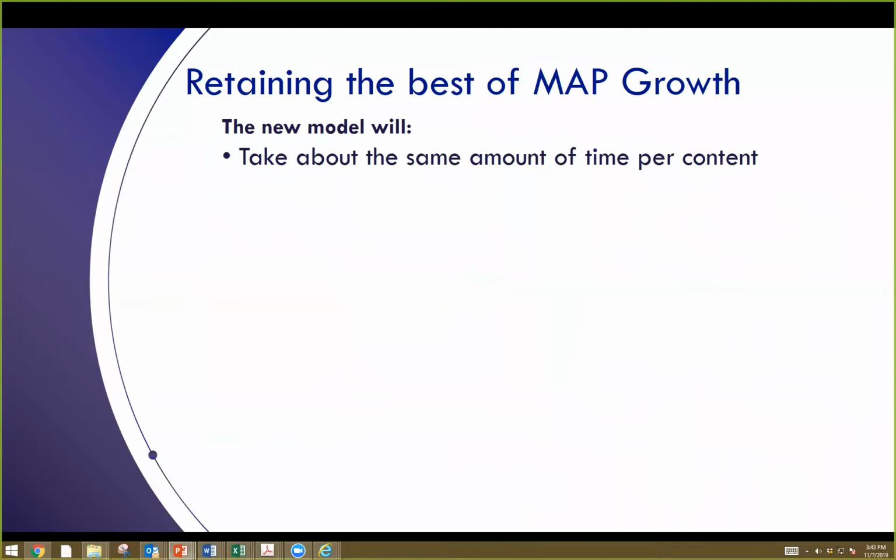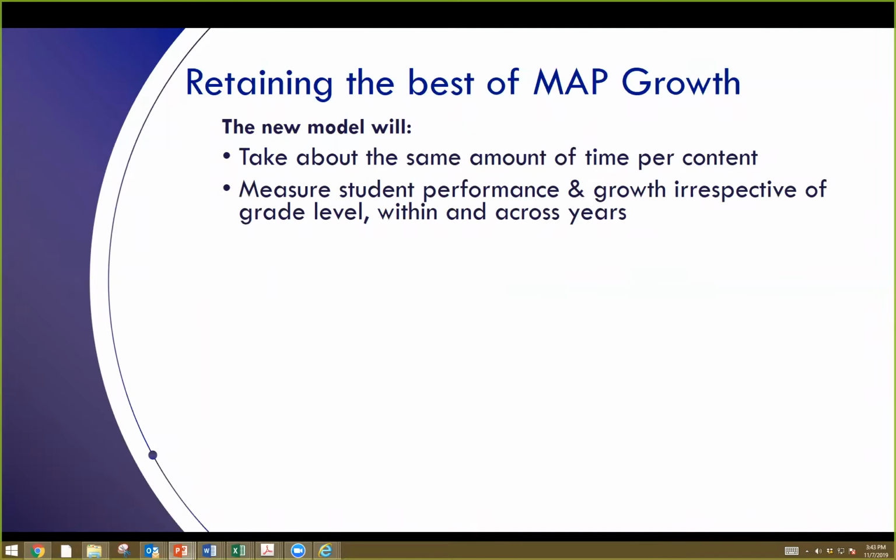Like I said before, we're going to retain the best of MAP Growth. So right now it's going to take about the same time as the current content levels. So we're going to measure, like we said, student performance and growth irrespective of grade level within and across years. So if a student is struggling, if a student is ahead of schedule, we're going to be able to still look at growth regardless of where that student is.